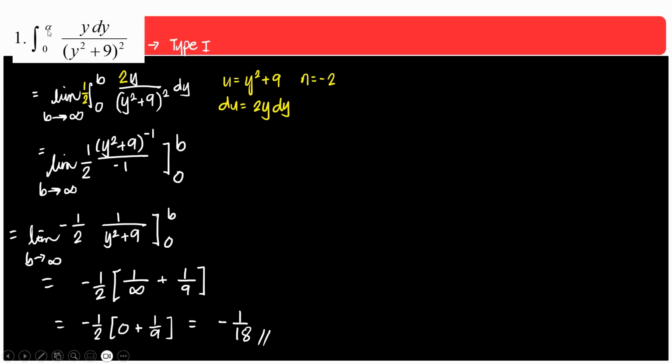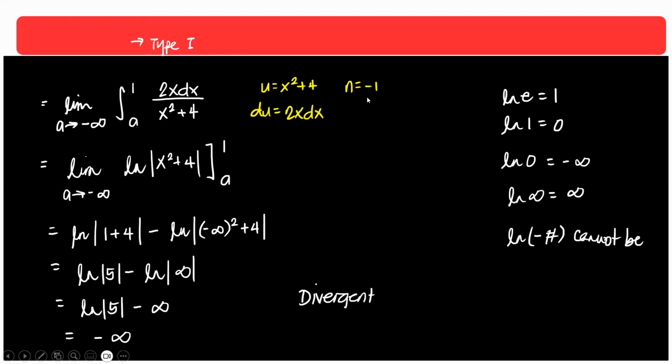Zero is okay, but then you have infinity on top. Therefore, let's replace infinity with letter B, and then evaluate that as B approaches infinity. Then you can plug in. Here, you have a finite answer. No problem with that. This one I won't dwell on so much, because this one is basic integration techniques.